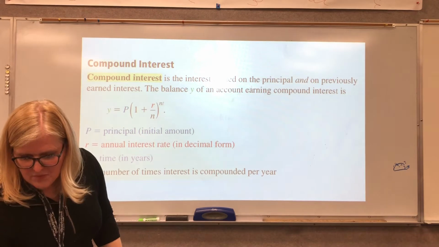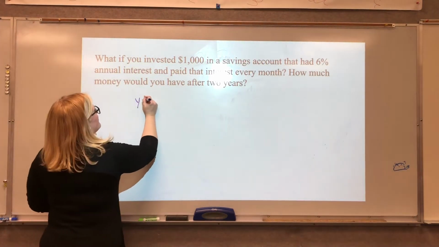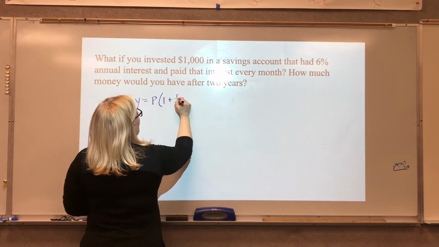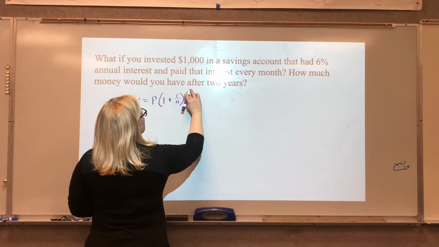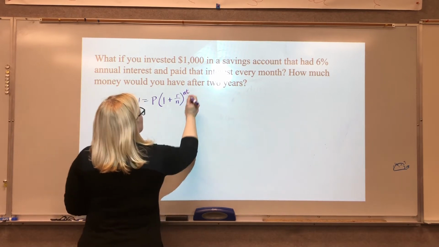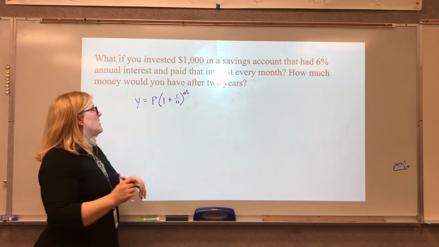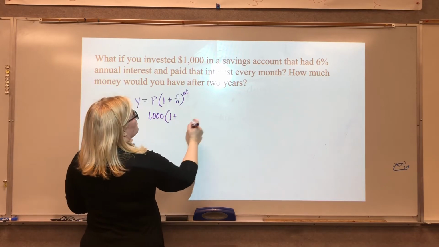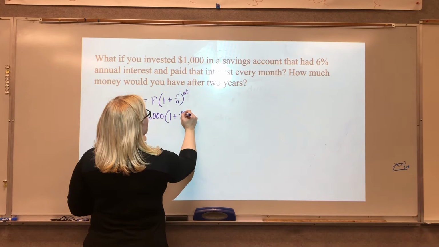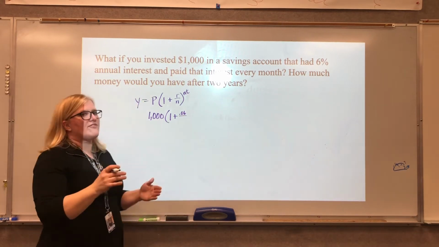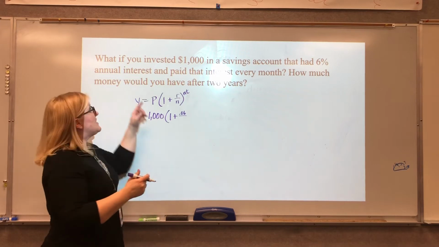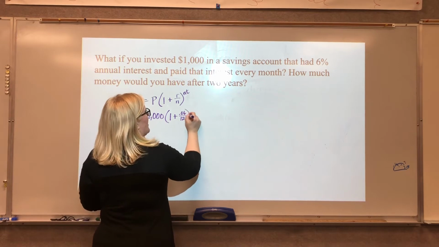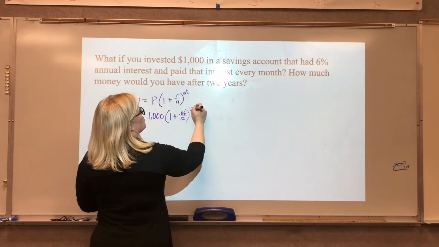So let's look at that example again. Here we have P times 1 plus our rate over N, to the NT. I did TN, but let's do NT. So we're throwing N into this. I've got my initial amount, $1,000, 1 plus my rate, which is 6%, so 0.06, divided by how often I'm paid in a year. This says I'm paid every month, so I'm going to put 12. And then it's 12 times 2 years.